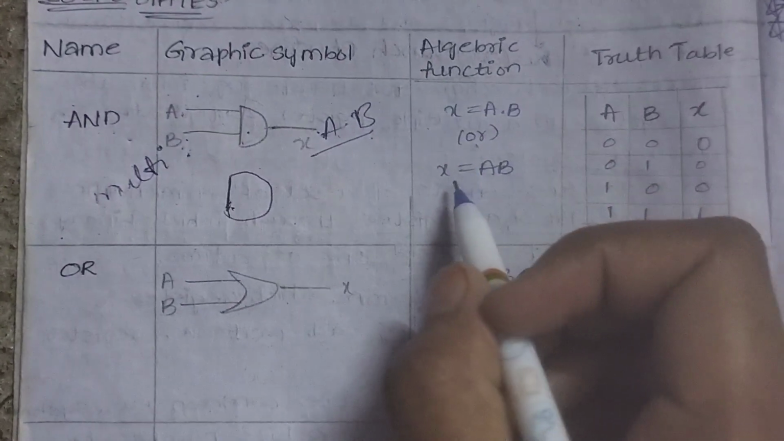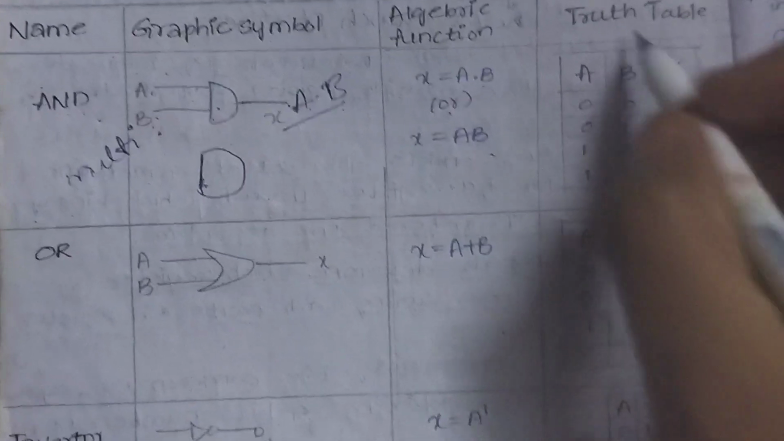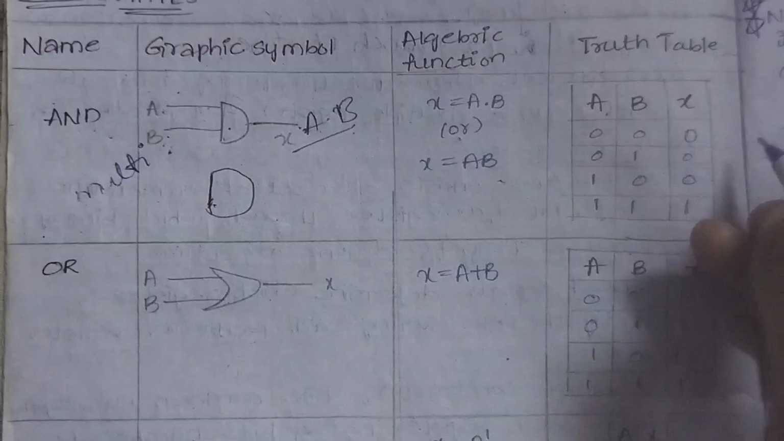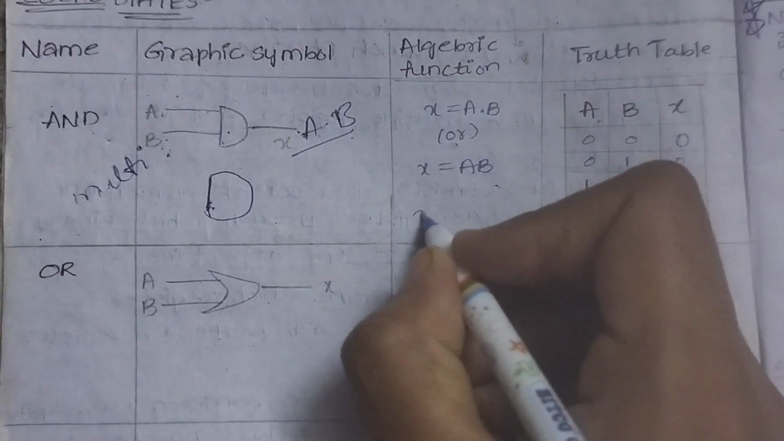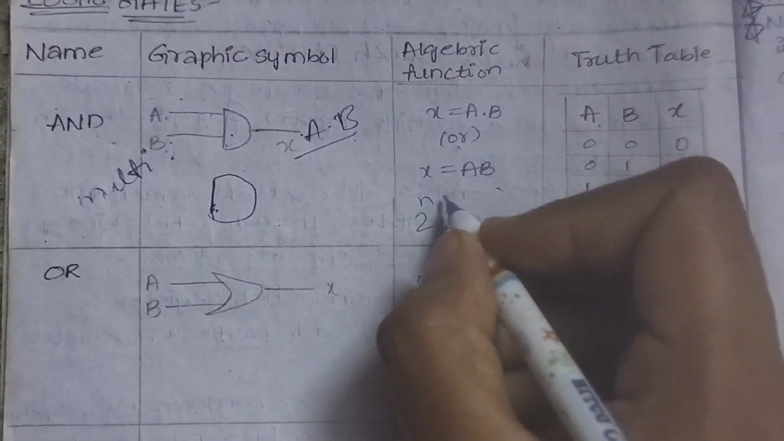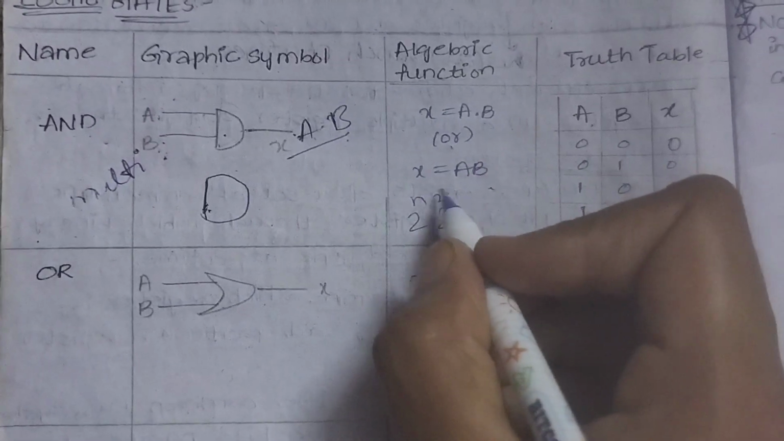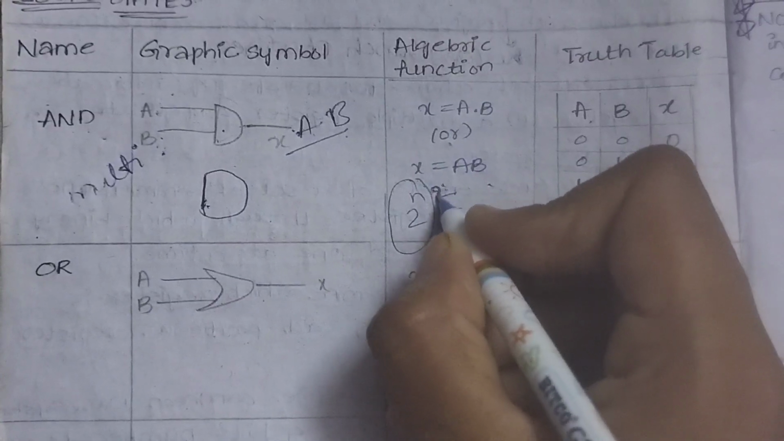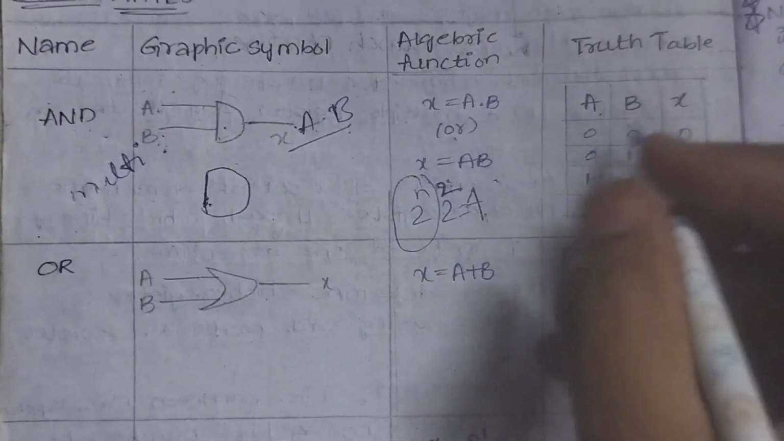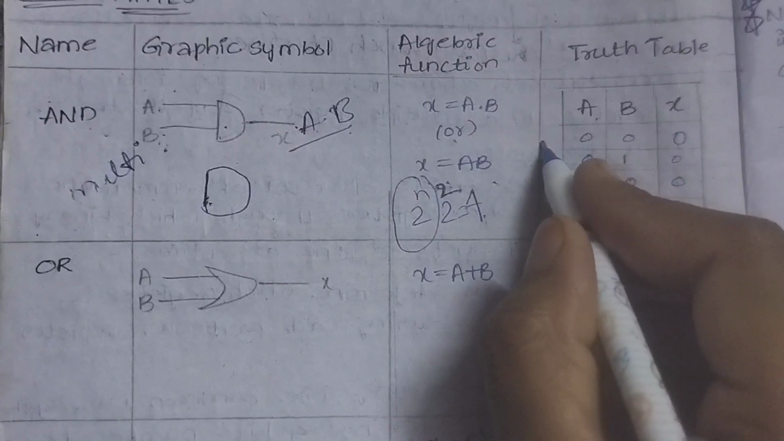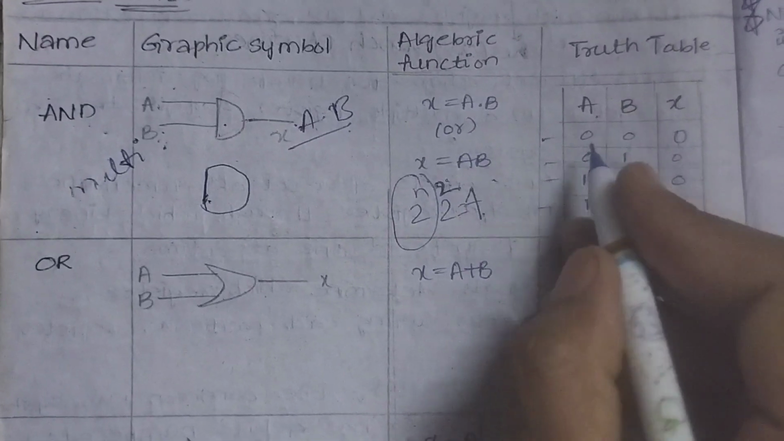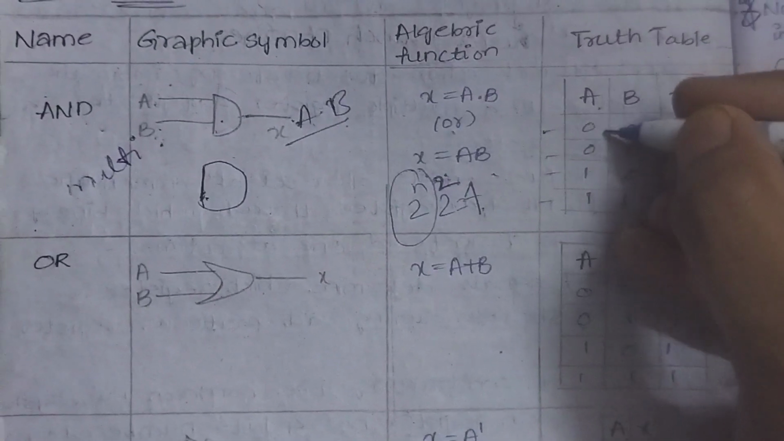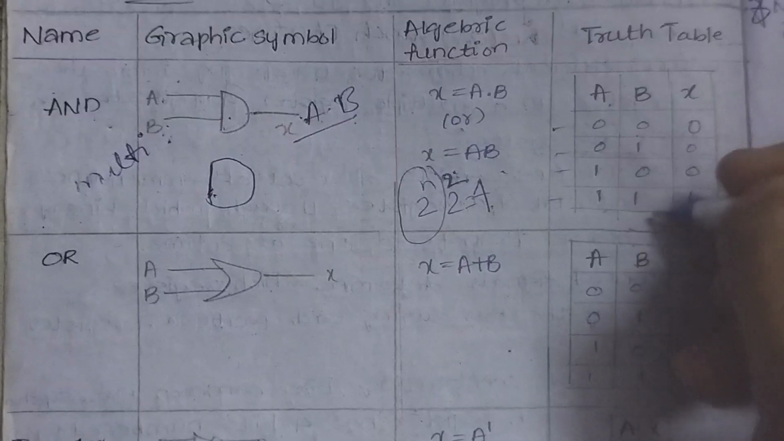The algebraic function is x equals A into B, or AB. This is the truth table. A is the input, B is the other input, x is the output. With 2 power n inputs, here we are giving 2 power 2, since A and B are two inputs. This is the formula for calculating the values. 2 power 2 equals 4, so we will solve it in 4 cases: 0 0, 0 1, 1 0, 1 1. Simply remember it as two zeros and two ones, and 0 1 0 1 alternating.